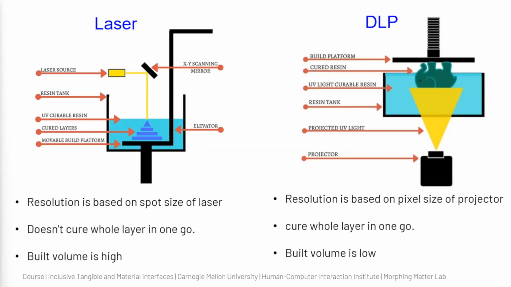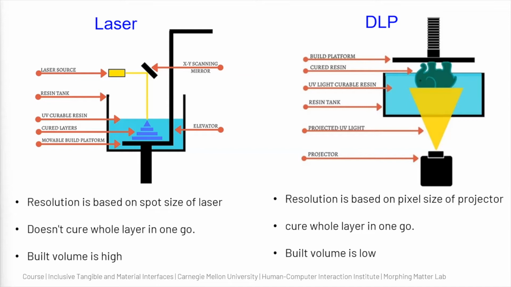If you are using a laser as the light, the resolution of the print will depend on the spot size of the laser. Here, the whole layer is not printed in one go because rastering takes place, the lines are written, and so on. Another advantage of this technique is that the build volume is very high.